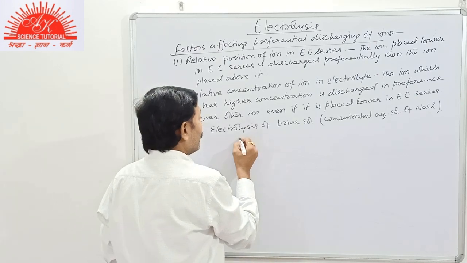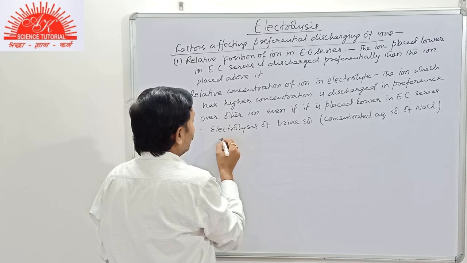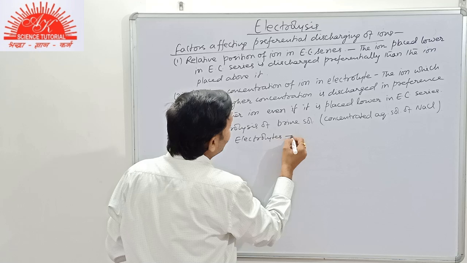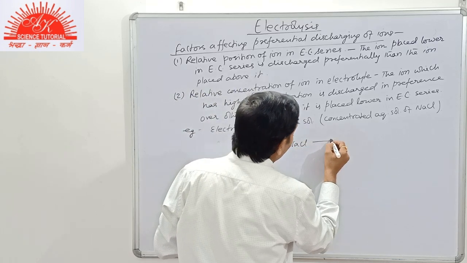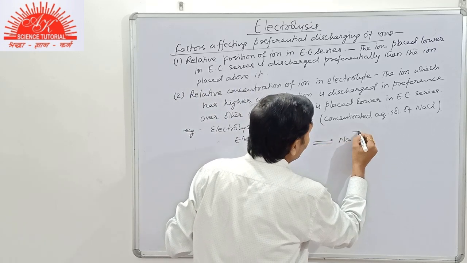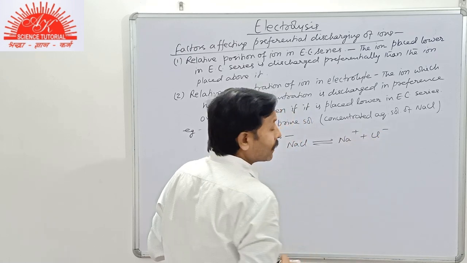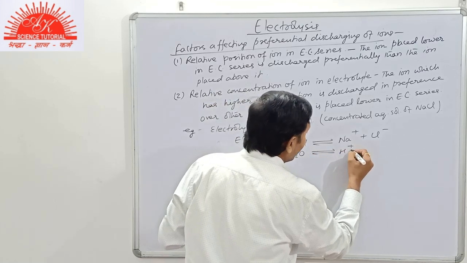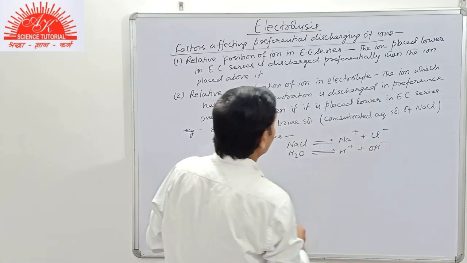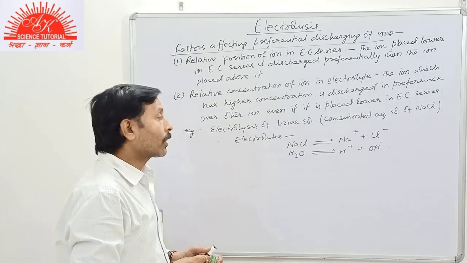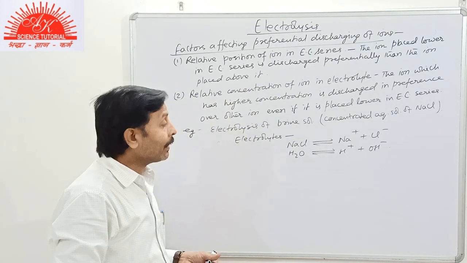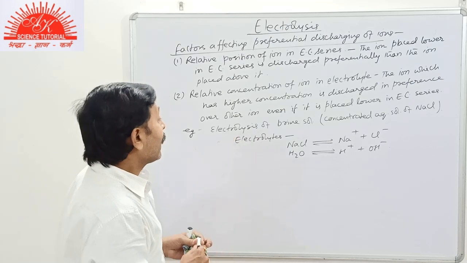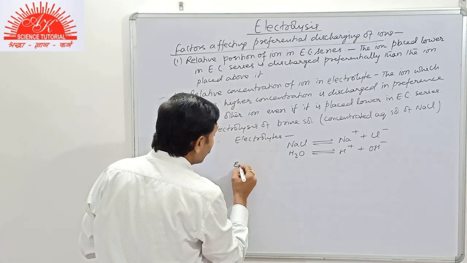Now again, if we study the electrolyte, the electrolyte will be NaCl. It is dissociated to give us Na plus and Cl minus ions. At the same time H2O gives H plus and OH minus ions. So this is the condition for the electrolyte, the ions present in the electrolyte. Now let us study the electrode reaction.